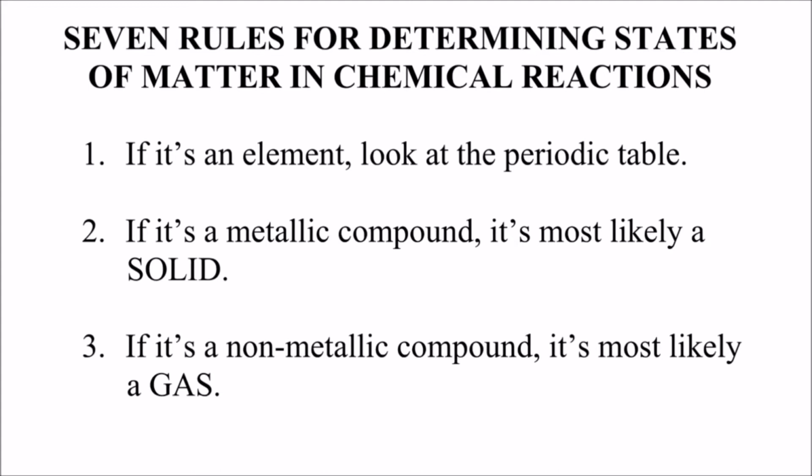Okay. We have 7 rules for determining the states of matter in a chemical reaction. This hasn't been important up to this point, but it's going to start to be. You're going to need to know in that chemical reaction what state of matter the chemical is in. And so here's how you're going to be able to predict that most of the time. If it's an element, then you just need to look at the periodic table in our classrooms. We have a key on that periodic table that lets you know what state of matter the substance is in.